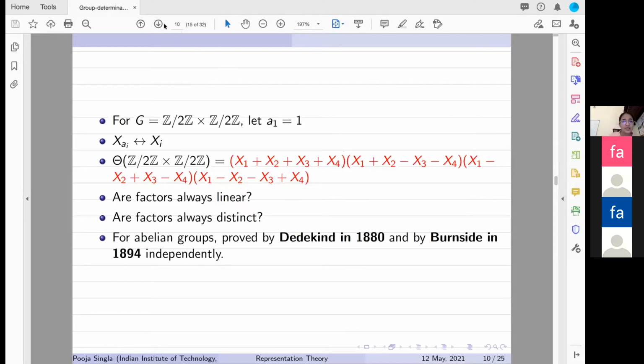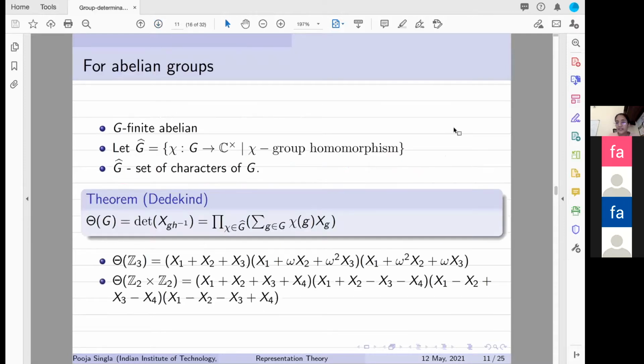Okay, so let me tell you Dedekind's result actually. It's a very explicit result that he proved. So to do that, let's say G is a finite abelian group, and let G hat, so I fix G hat to be the set of all group homomorphisms from G to C star. Okay, this is called the set of characters of the group G.